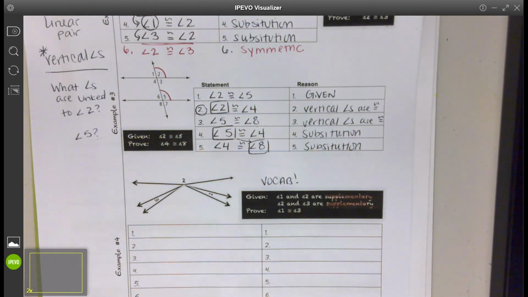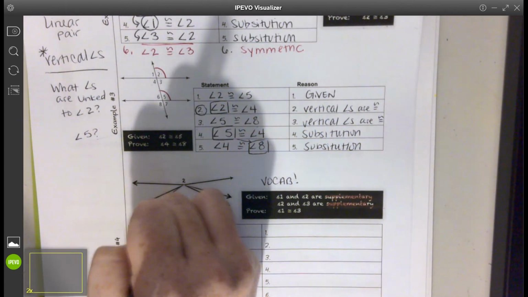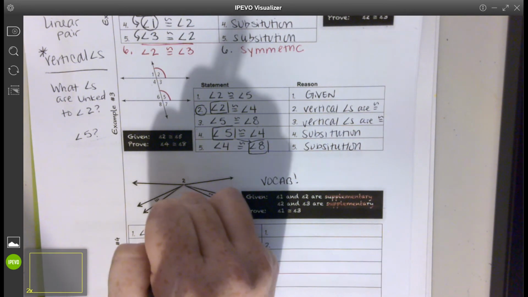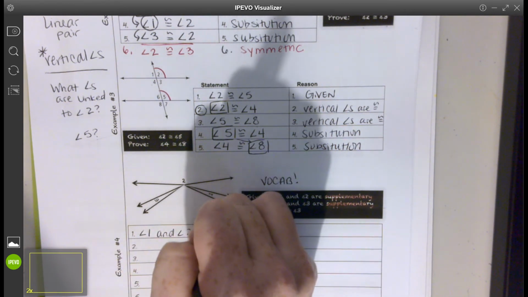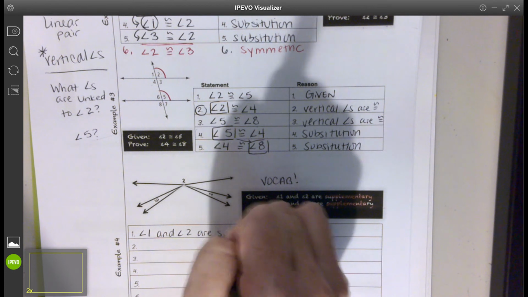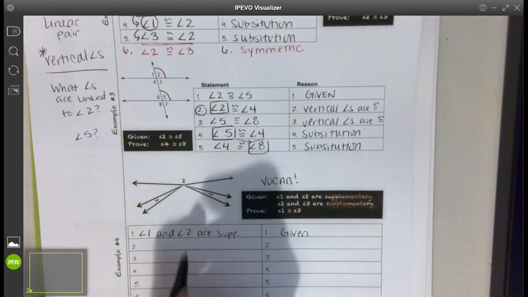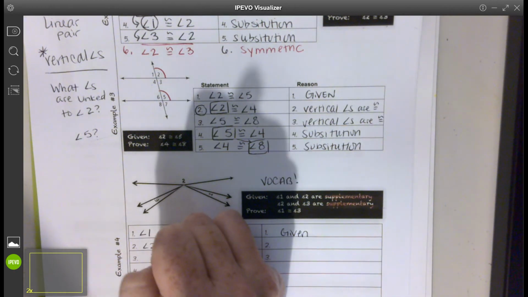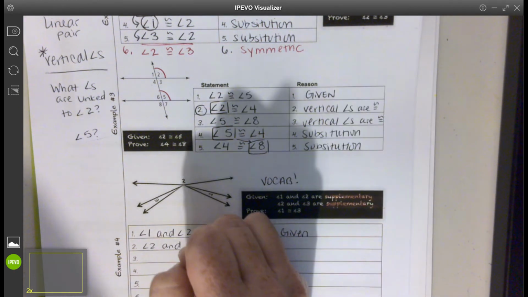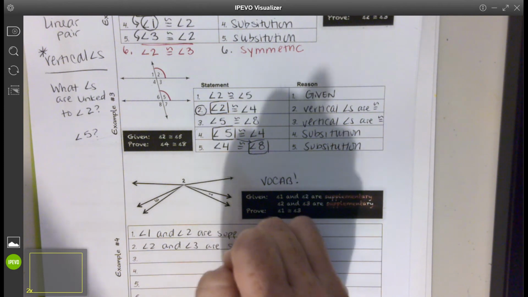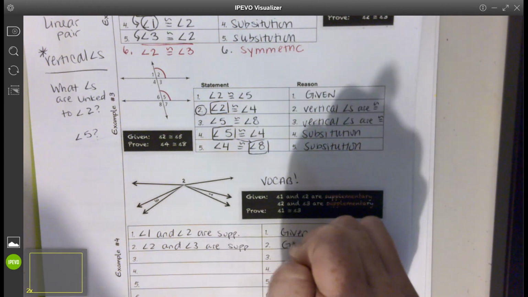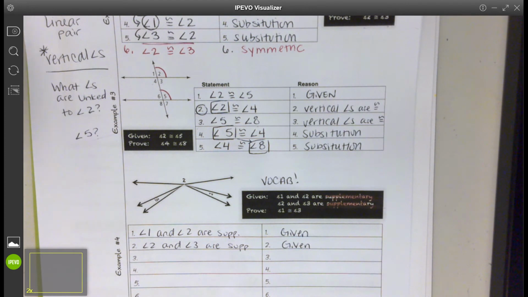All right, so we're going to start with angle 1 and angle 2 are supplementary. I'm going to abbreviate just to fit it on my line, and that is given. I'm also going to write angle 2 and angle 3 are supplementary. You're allowed to put given on both lines because it's two pieces of information. I like to separate them. You could also write them in one spot.